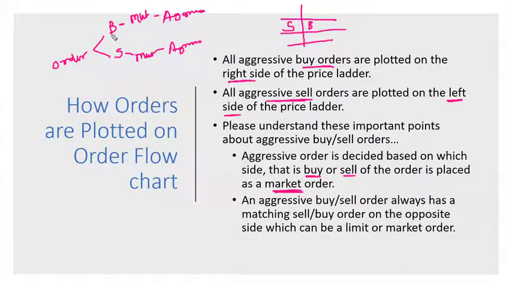So when I say that an aggressive buy order is placed, what do we understand from that? In that case, the sell side was a limit order. All right. So when I'm plotting an aggressive buy order on the right side, can I also say that this can be looked at as a limit sell order? And when I say an aggressive sell order is placed on the left side, this can also be looked at as a limit buy order. Do you understand this? Please type in a yes if you do.